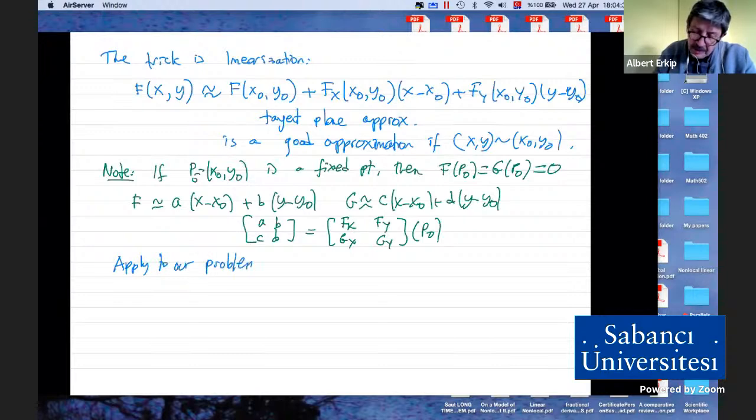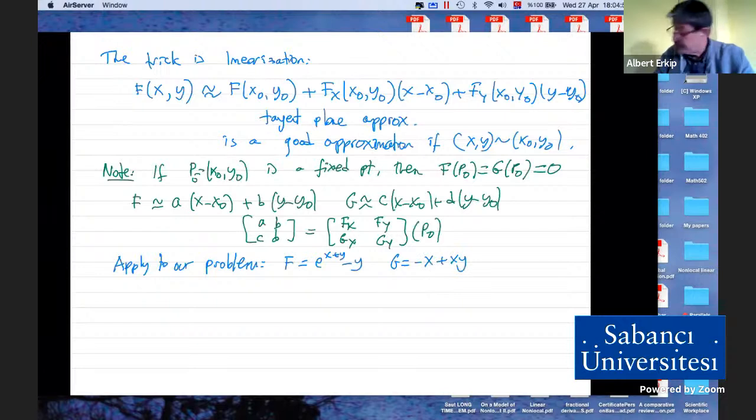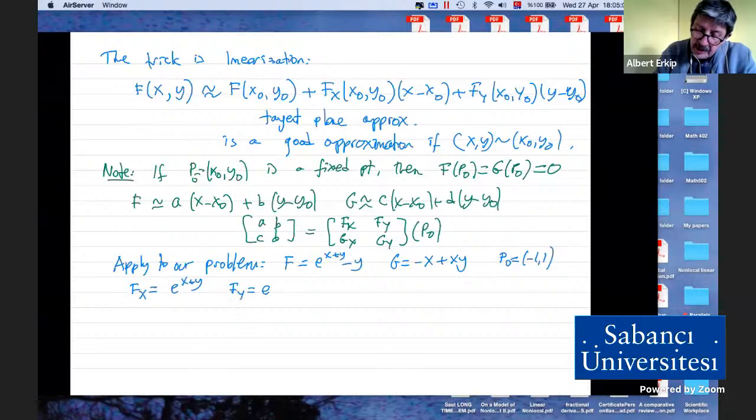What was our problem? Here we had f equal to e to the x plus y minus y, and g equal to minus x plus xy. I think, correct? Yes. Then f sub x, at the point P0 which was minus 1, 1, is e to the x plus y. F sub y is e to the x plus y minus 1. G sub x is minus 1 plus y. And g sub y is x.